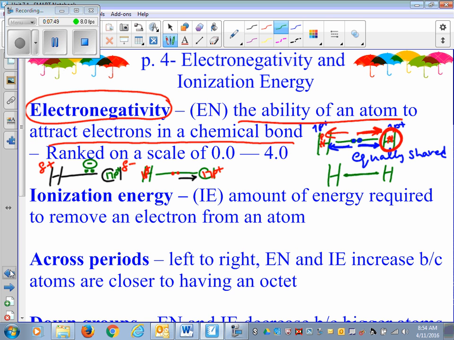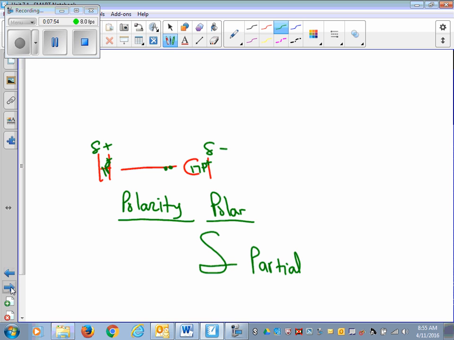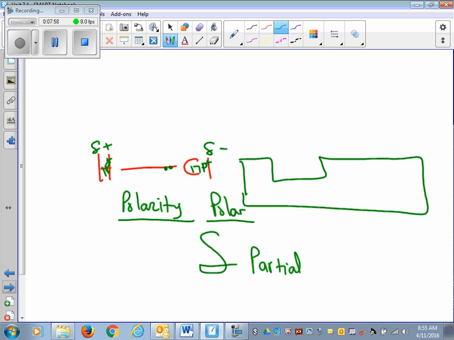Now what is the trend of electronegativity? Electronegativity decreases down. The trend is opposite. It decreases down and increases across. It is opposite to the radius. Remember I just told you that atomic radius, the size, gets bigger down, smaller across. Electronegativity gets smaller down, bigger across. Why is that the trend?